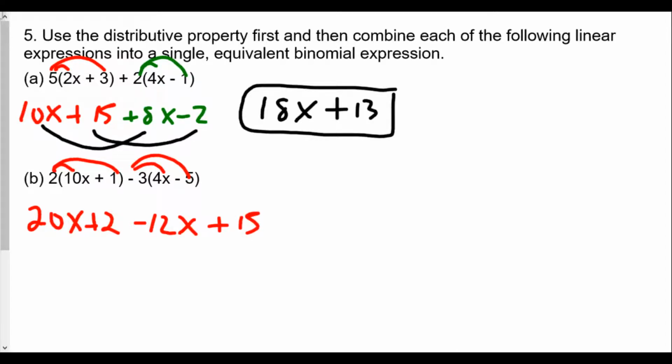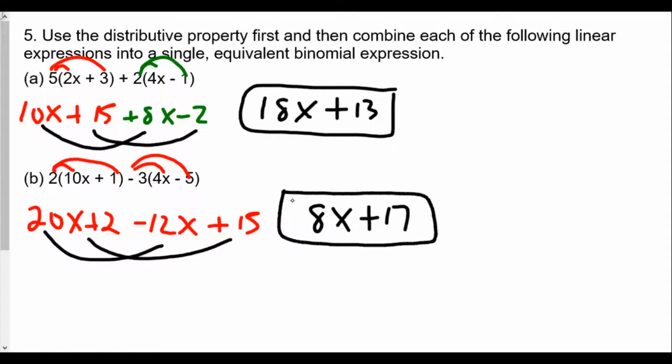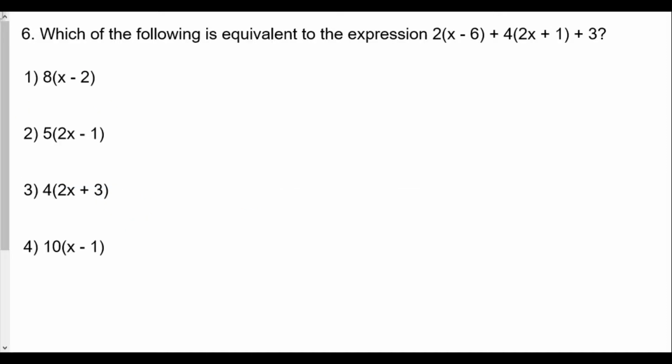Okay, so here we go. Like terms are 20x and 12x, so 20x minus 12x, in this case, is 8x. And the 2 plus 15 is 17. So our binomial is 8x plus 17. Okay. Here we go, right? Which of the following is equivalent to the expression 2 times x minus 6 plus 4 times 2x plus 1 plus 3.